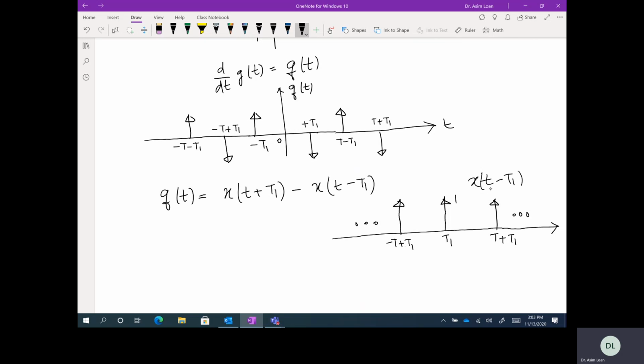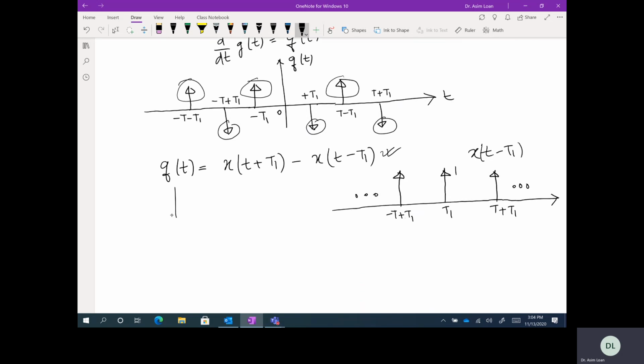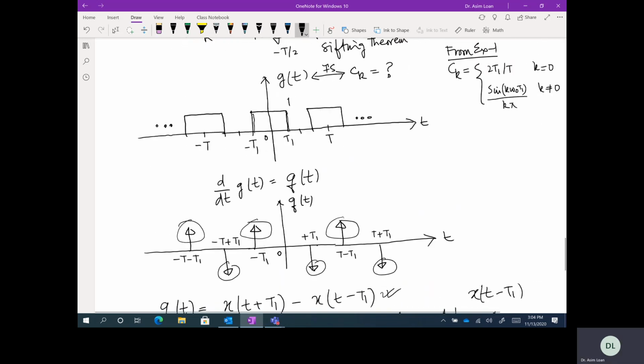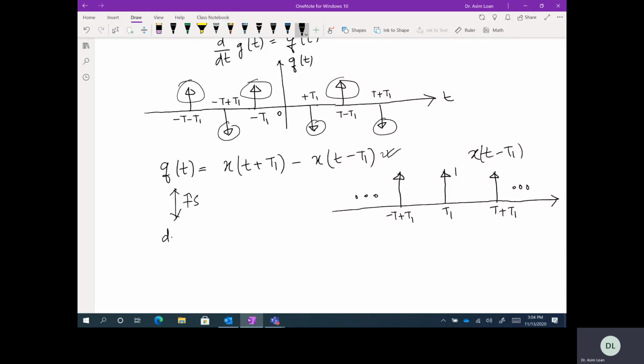So this is x of t minus t1. If I shift and if I negate it, I'll get these ones. I'll get these, right? t1, t1, t1 at minus t plus t1, and so on and so forth. And if I shift it to the left, obviously I'll get this one, this one, and this one. So this equation seems all right. So if I say that the Fourier series coefficients here are some ck, bk, dk.